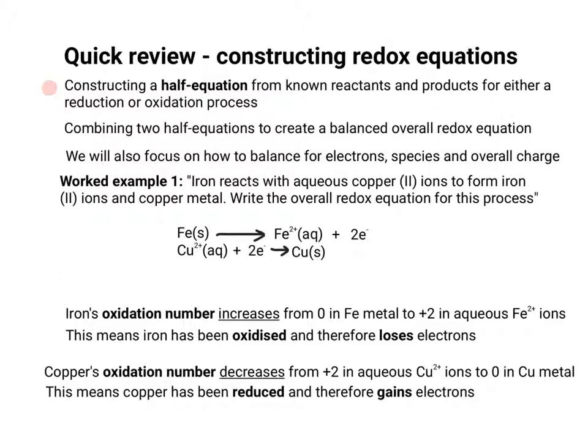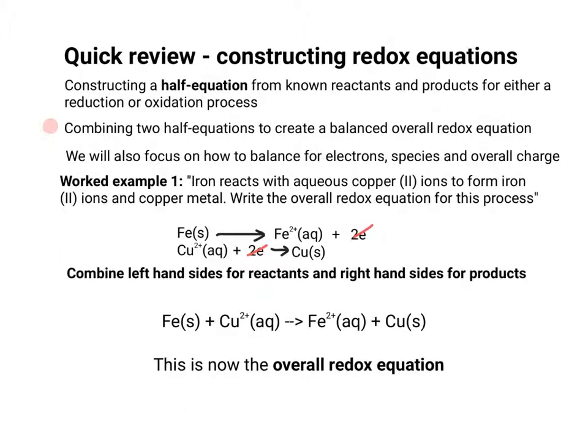So now we've created the two half equations, we can look at how to combine them. So it's quite easy to see that you can balance the electrons by cancelling them out. Now what you do is you simply add together everything that's on the left to make the reactants, and everything on the right to make the products. So that gives us the overall redox equation. So this was a fairly simple worked example. Let's have a look at a slightly more complex one.